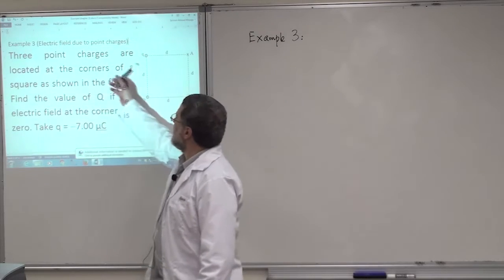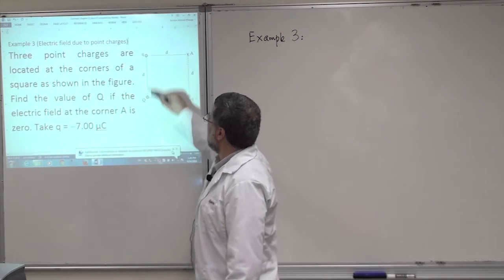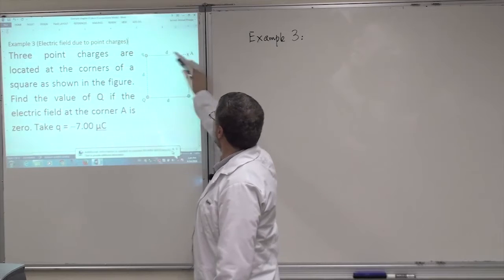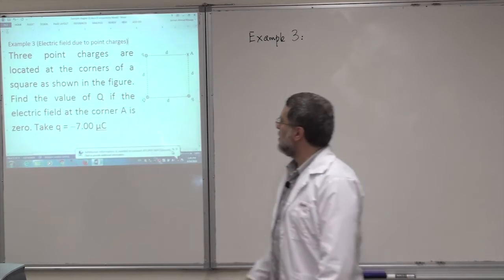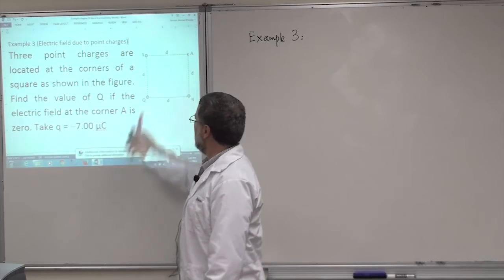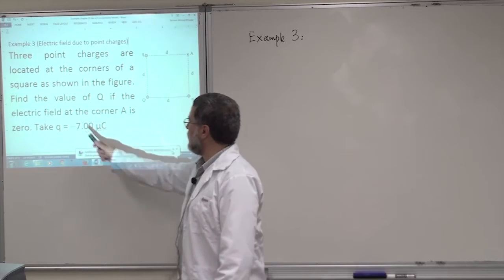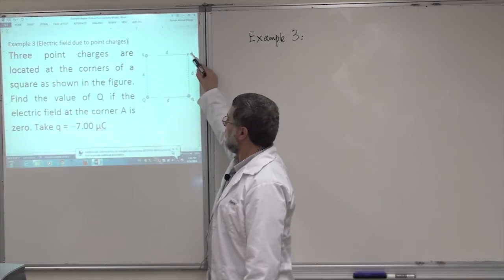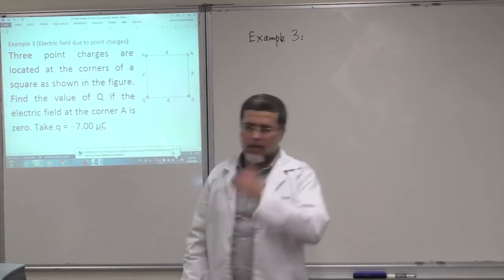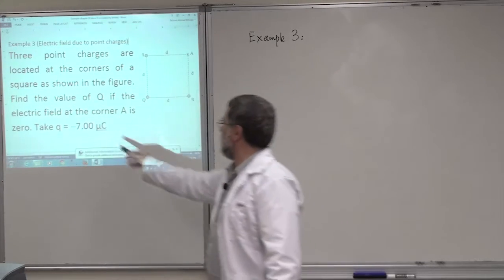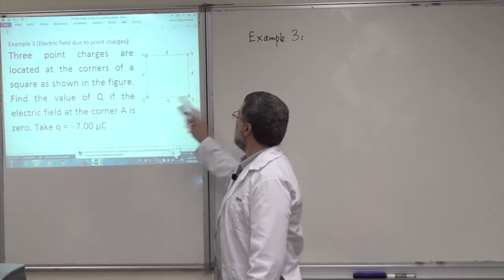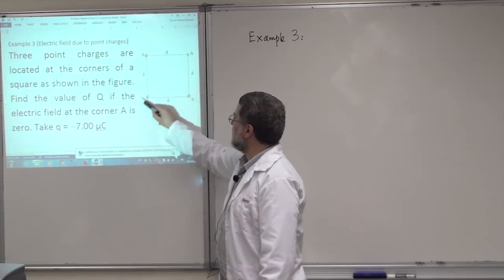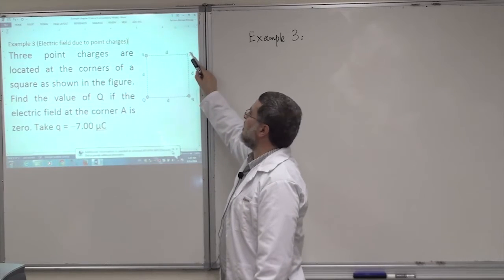So three point charges are located at the corners of a square, as shown in the figure here. This is d, d, and d, and d. So this is a square, a two-dimensional problem. Find the value of Q again, if the electric field at the corner A is 0. He gave you the value of Q, which is negative, you can see the 7 microcoulomb. All the charges are negative, these two charges are negative, and he's asking for the charge Q here, which makes the electric field here equal to 0.